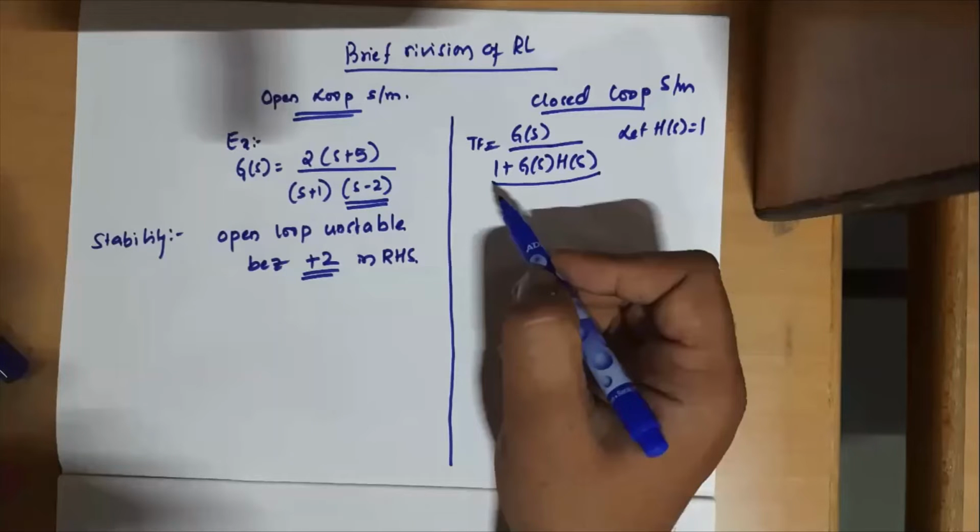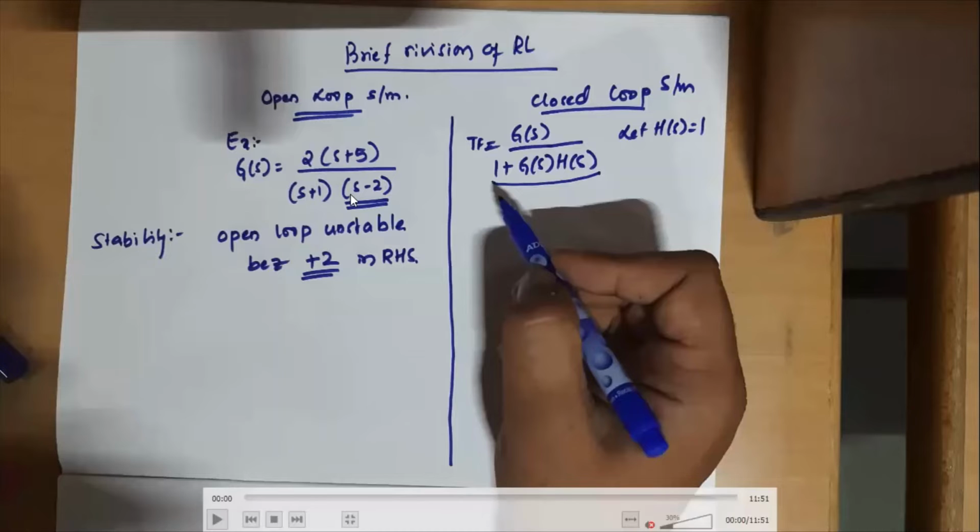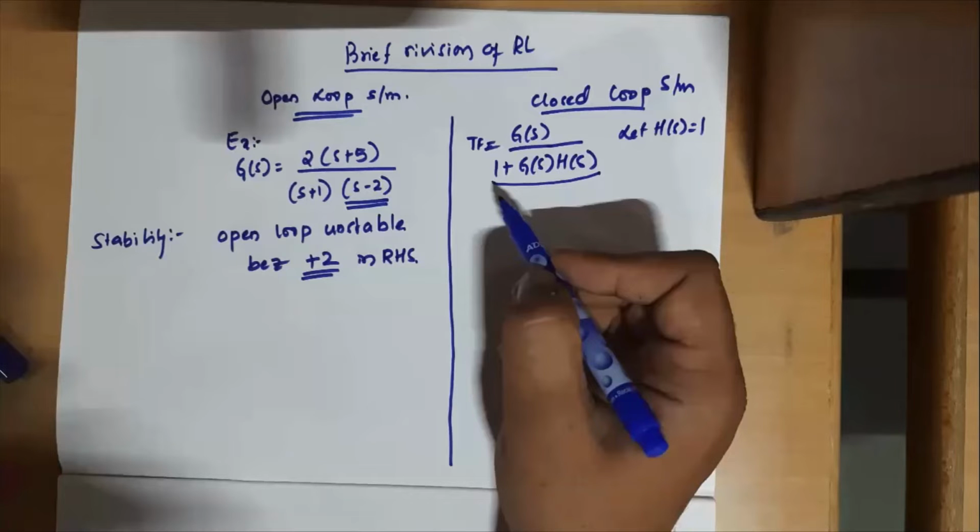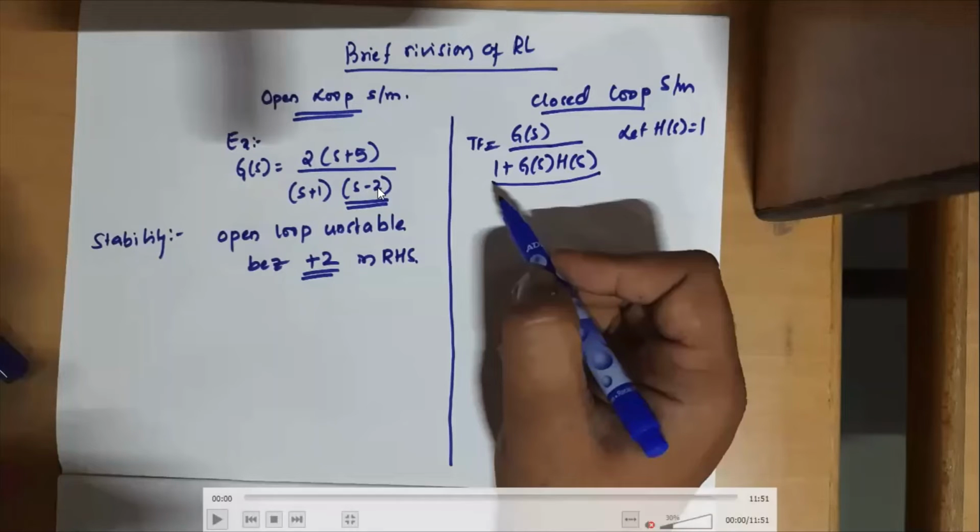So if I ask you a question, whether an open loop system is stable or unstable, then straight away your job is to check the location of poles, and directly you can answer that question. The open loop system has an unstable pole at +2, at the RHS of the S plane. So therefore it is unstable.